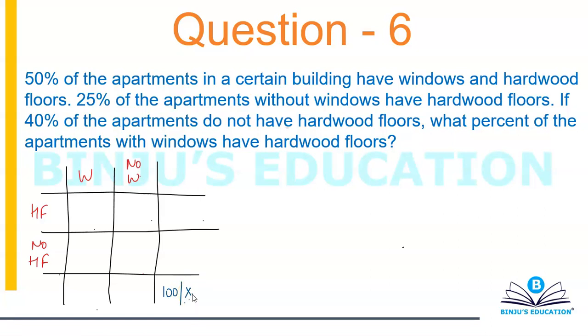So let me read the question again. 50% of the apartments in a certain building have windows and hardwood floors, okay, not or, my mistake. Windows and hardwood floors. Every word matters in Venn diagrams, right? So this seems like an easy piece of information. 50% have windows and hardwood. So windows and hardwood, it's 50%. So that will be 50, or you can write it as X by 2. Okay, 50 or X by 2, whichever way you want to do it, completely your call.